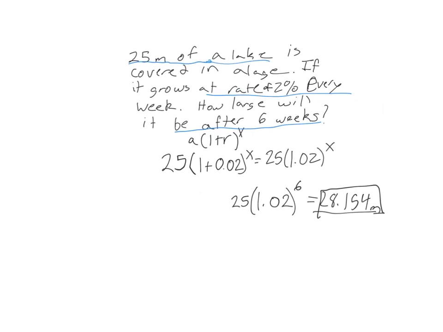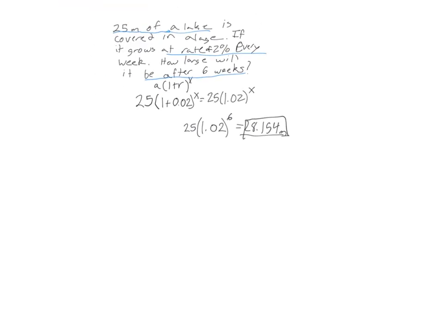Now, if I wanted to draw a graph of this, my graph is going to look something like this. Okay, I need to remember it won't cross the y-axis ever. Now, I'm going to label 25 right here, because that is where my point is crossing. Now, this is 1.02.